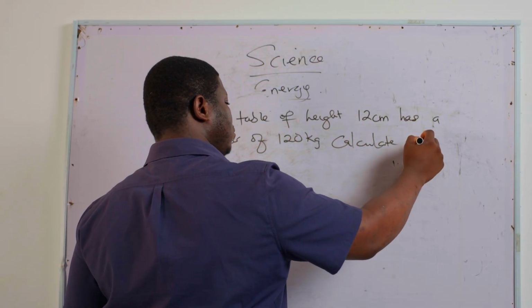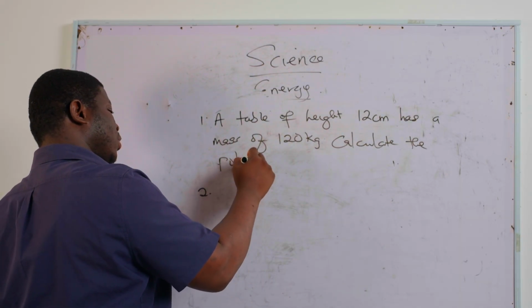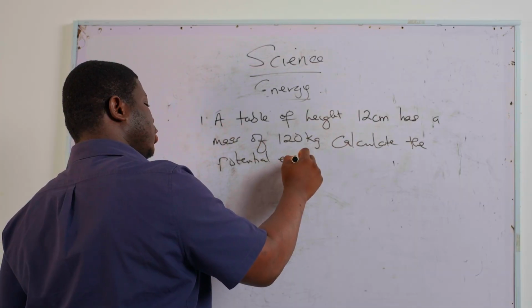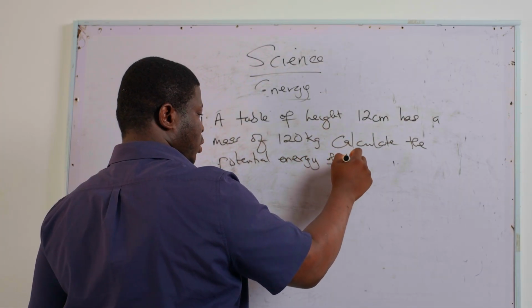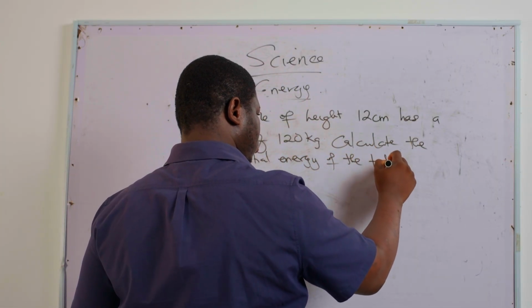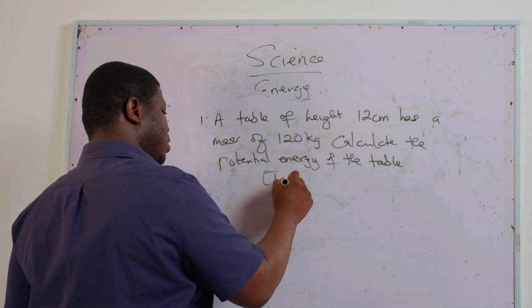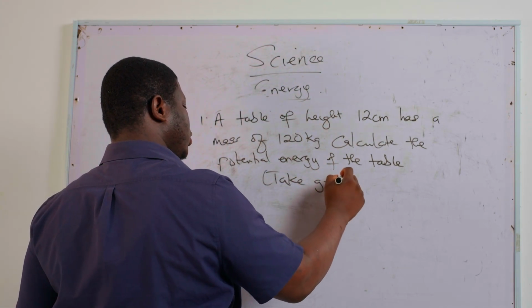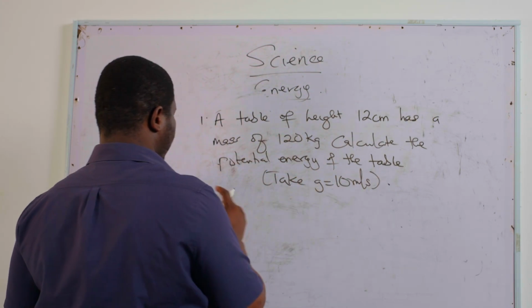Calculate the potential energy of the table. So you are taking the G to be 10 meter per second.